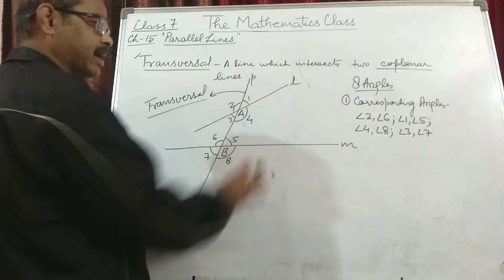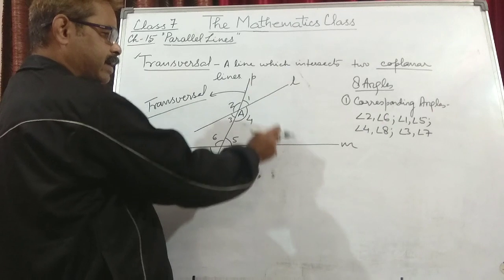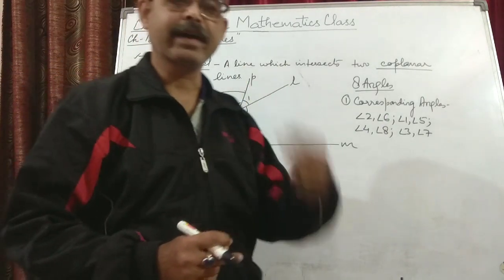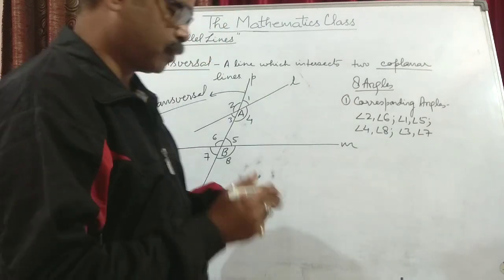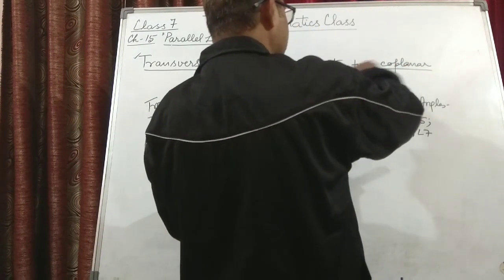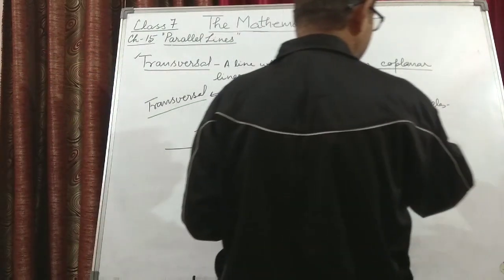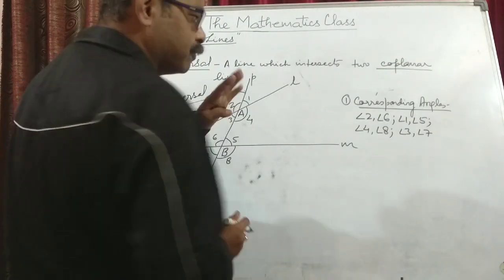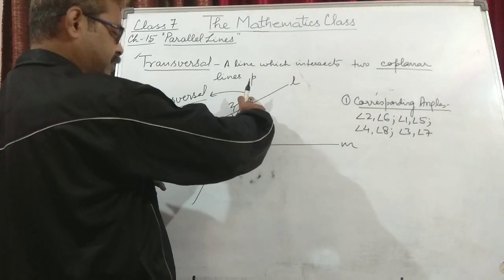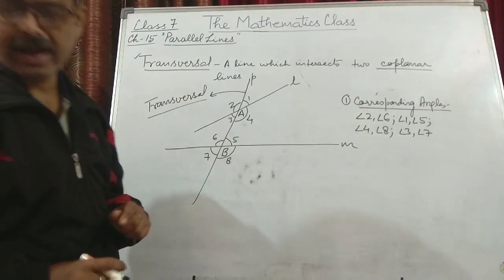These are corresponding angles. When are corresponding angles formed? When two lines are intersected by a transversal, then there are 4 pairs of angles formed, or you can say 8 angles formed. I am rubbing out these 8 angles. I just name the angles which are formed. So, first is corresponding angles, and here you can see there are 4 pairs: 2 and 6, 1 and 5, 4 and 8, and 3 and 7 are corresponding angles.